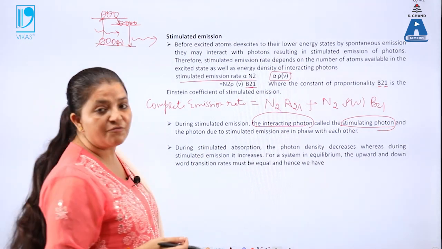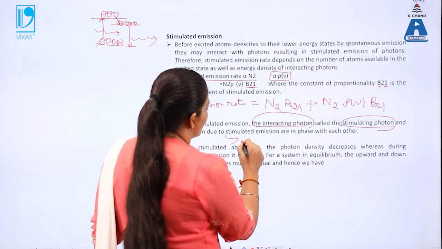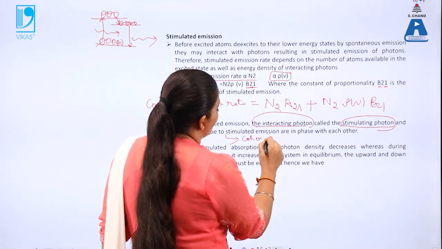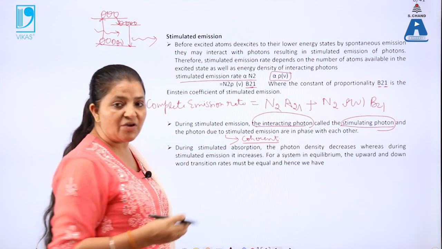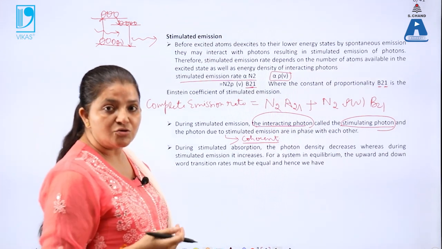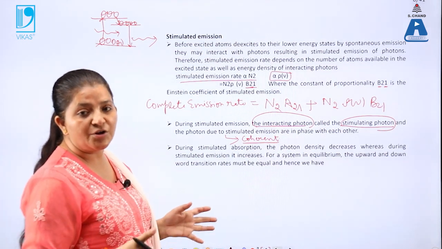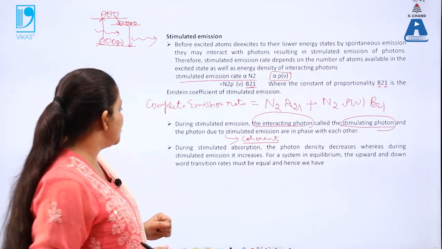The atoms are in phase with each other, which means they are in the same phase. The radiations which are emitted are coherent in nature. Coherent means the phase, the wavelength, and monochromaticity are very high. So the laser light is produced in stimulated emission, and the photons are in phase with each other.